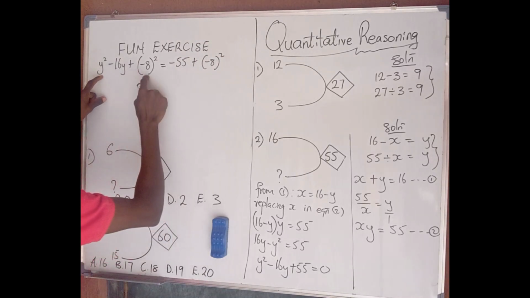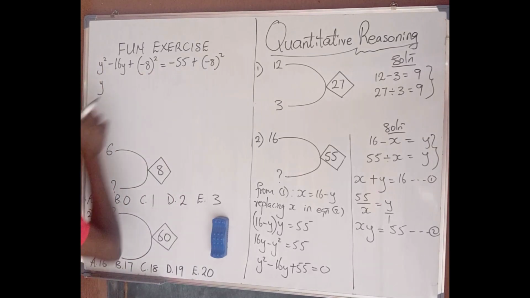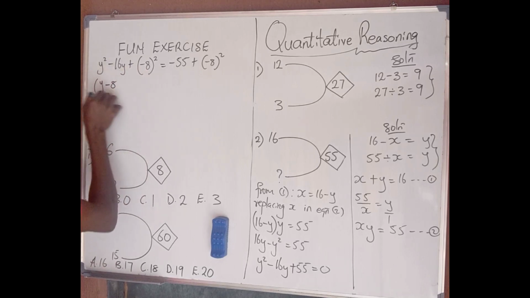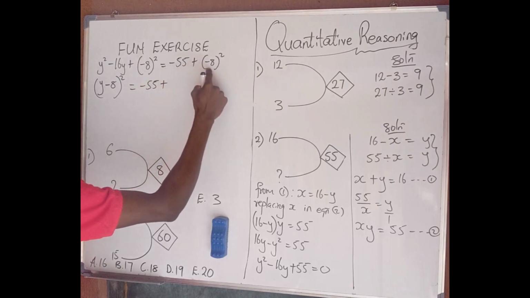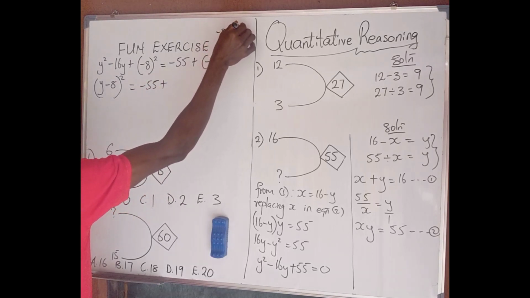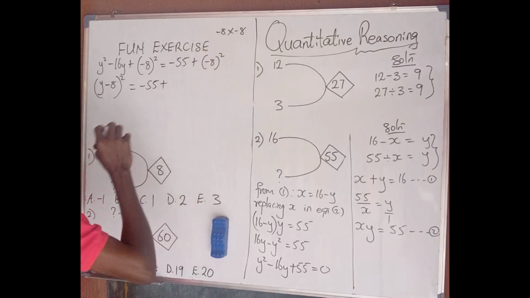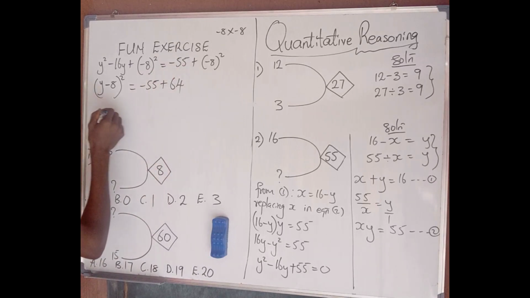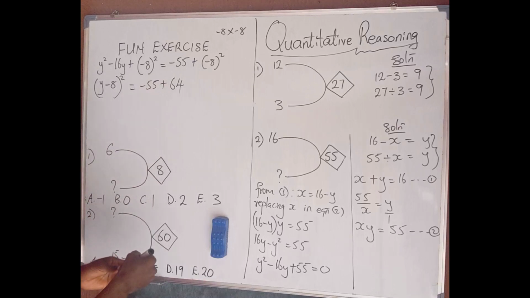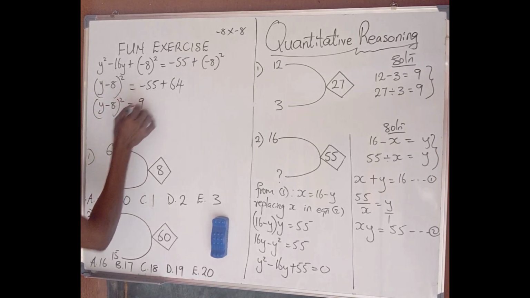Okay, what do I have here? So this is a perfect square, okay? So because it's a perfect square, I will have this. What is inside here? Minus 8. So all of them will be squared equals to minus 55 plus minus 8 squared, which means minus 8 times minus 8. So minus times minus is plus, 8 times 8 is 64. So we have positive 64. Now, minus 55 plus 64 will give us plus 9. So I have y minus 8 all squared is equal to 9.